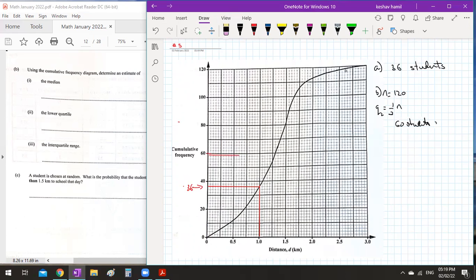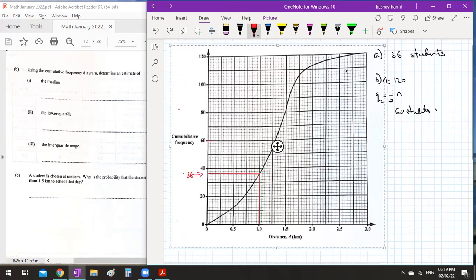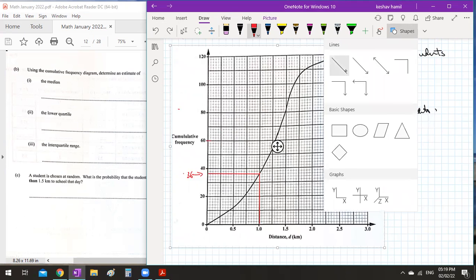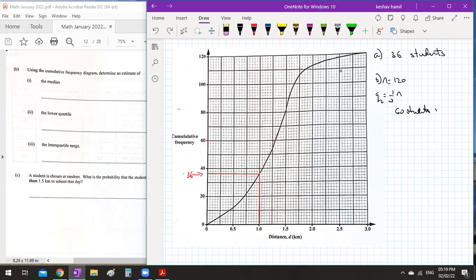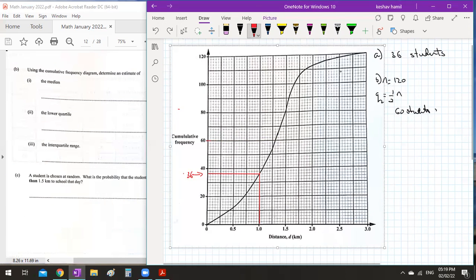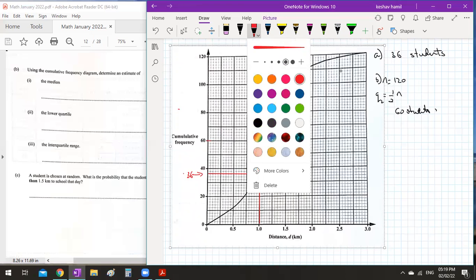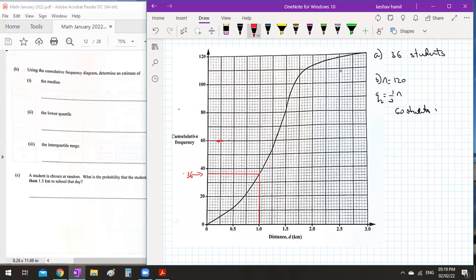So now we'll draw a dotted line. For some reason, this is not allowing me to draw on the entire. We'll draw a dotted line on the graph, and then come down. So we are Q2 or a median.